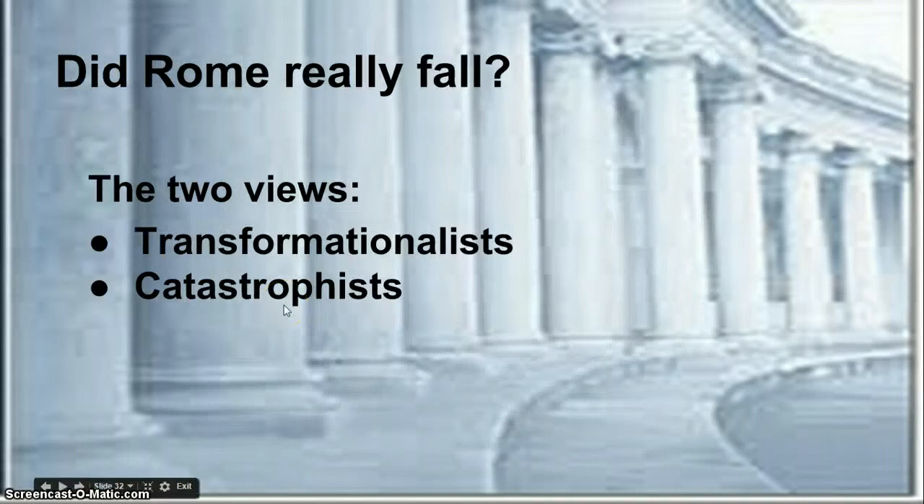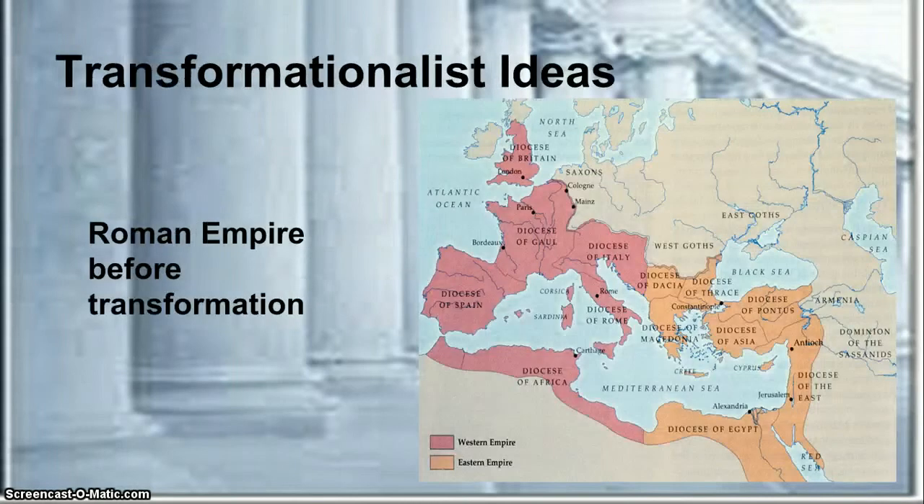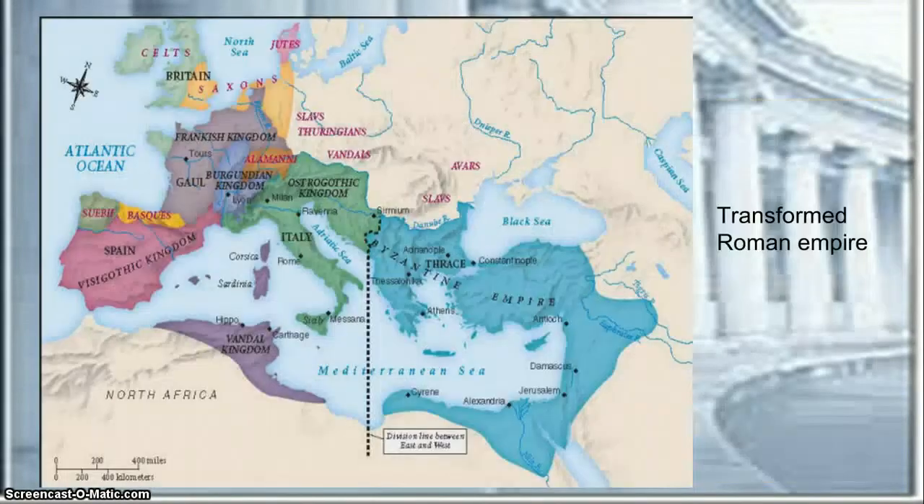Now that we've talked about how the Roman Empire fell, there are still multiple views on what exactly happened to it. And those views are the theories of the transformationalists, the people who believe that the Roman Empire transformed after it may have fallen, and the catastrophists, who believe once Rome fell, it fell for good. The main idea of the transformationalists is that only the western half of the Roman Empire transformed, while the eastern half of the Roman Empire stayed until around 1453 AD as the Byzantine Empire.